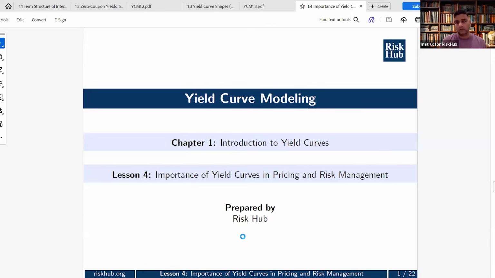Right, guys, let's start. Okay, now we are doing lesson number 4, which is about the importance of yield curves in pricing and risk management. We are still continuing with chapter number 1, which is an introduction to the yield curve, right? So let's get started, guys. Let's dig deeper.